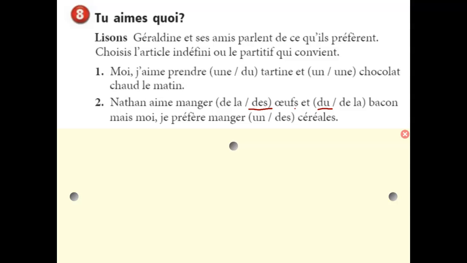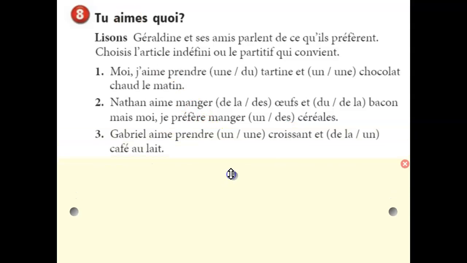Mais moi, je préfère manger des céréales. In French, the word cereal is always plural because you're eating multiple little pieces of something. So our sentence then is Nathan aime manger des œufs et du bacon, mais moi, je préfère manger des céréales. Nathan likes to eat some eggs and some bacon, but me, I prefer to eat some cereal. Now, of course, in English, we wouldn't use the word some in all of those places, but in French, you need to have a word there. So those are the correct forms that we use.